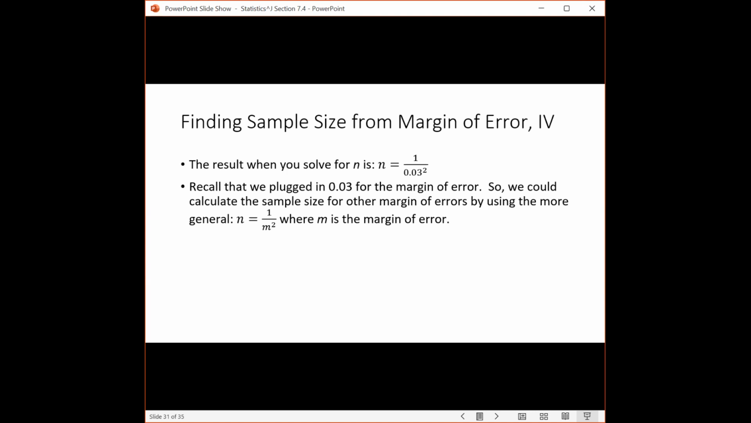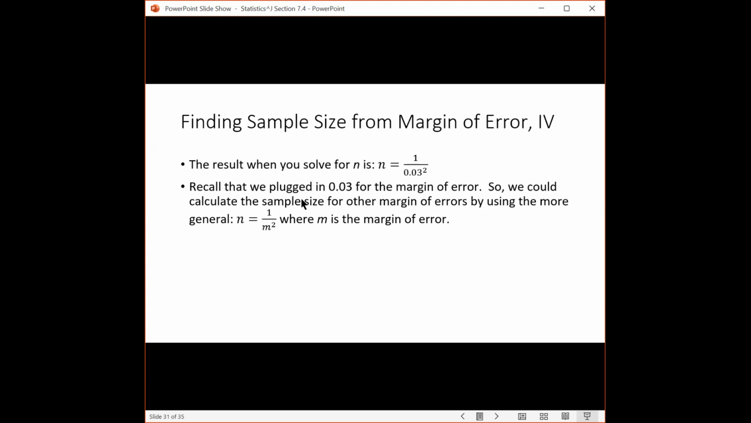Boom, you get n equals 1 over 0.03 squared. It's almost too good to be true that you get that result, but it's reality. If you actually go through and solve it and do the steps, then that is the result. And then if you recall, where did this 0.03 in the formula come from? That was the margin of error. And so if we wanted to do different margin of errors, we could think about putting different values. So instead of putting 3%, if we wanted a 5%, we would just put 5% here.